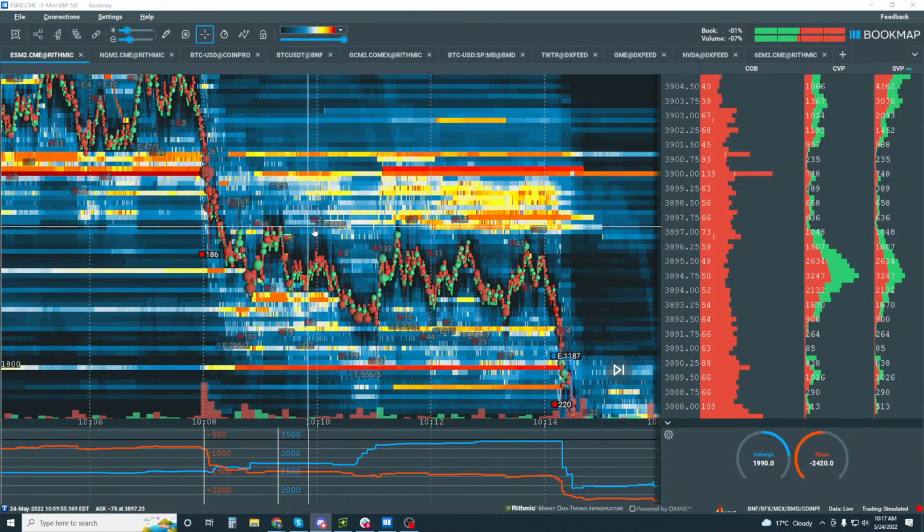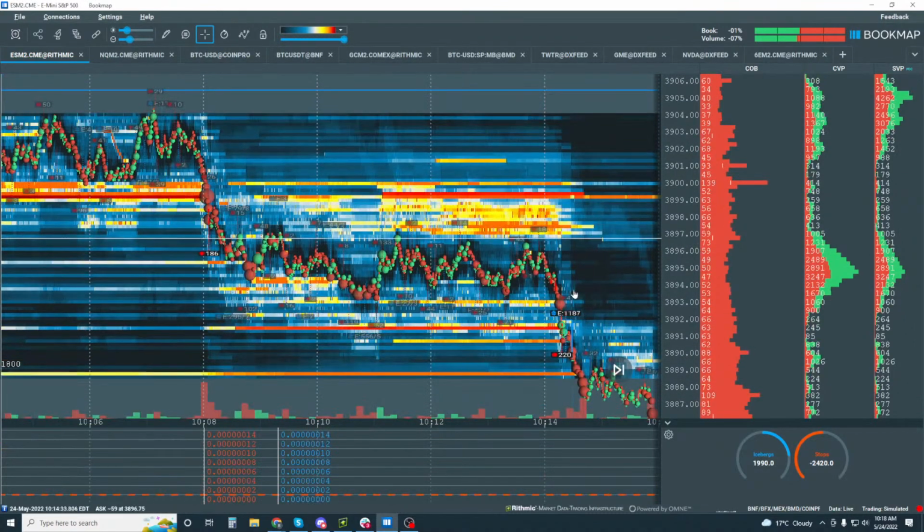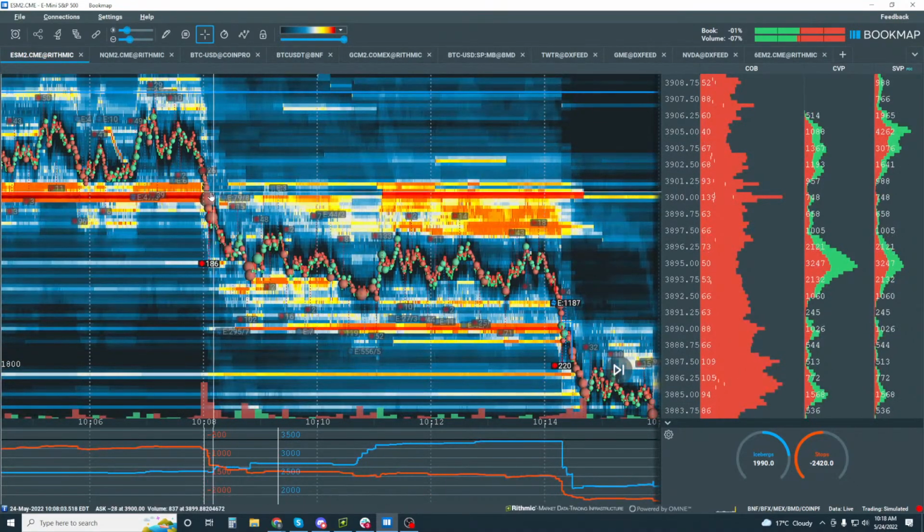See how the structure held? In fact, it made lower highs and didn't really make lower lows. Here it made kind of a little bit higher, but it's kind of equal. And then here's the follow through to the downside. Okay, and that's what our primary scenario is here. And why was it based on that?